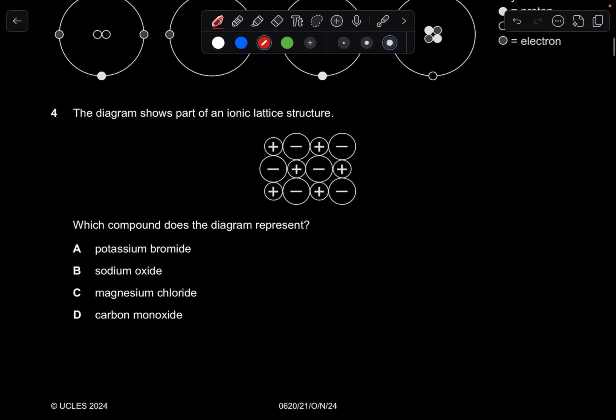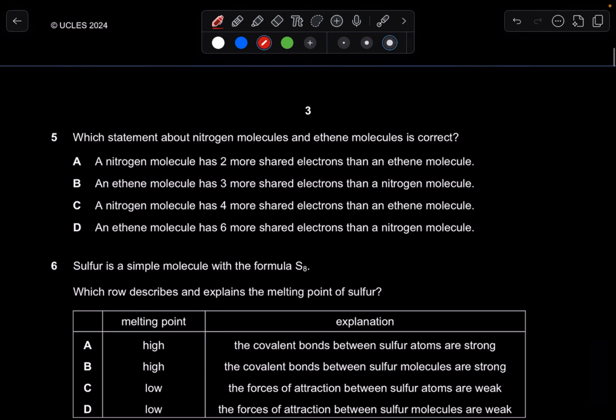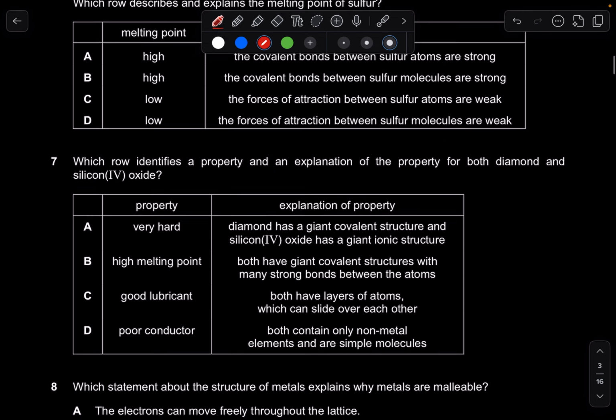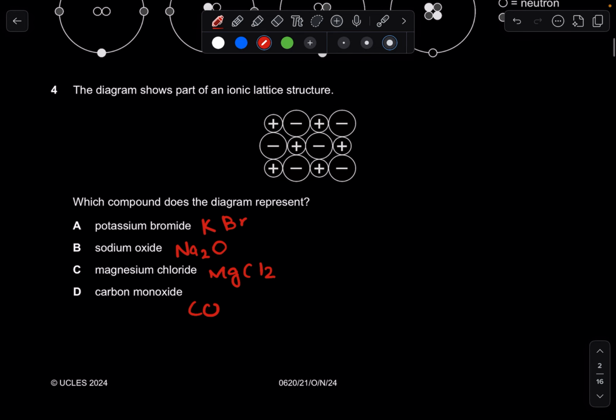Okay, firstly, it can be KBr, which is potassium bromide. Then it can be sodium oxide, which is Na2O. Then it can be magnesium chloride, which is MgCl2. And then it can be carbon monoxide. The first thing that we know for sure is that it cannot be carbon monoxide. Why can't it be carbon monoxide?